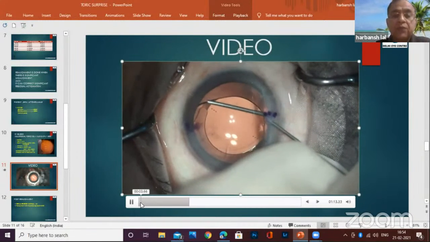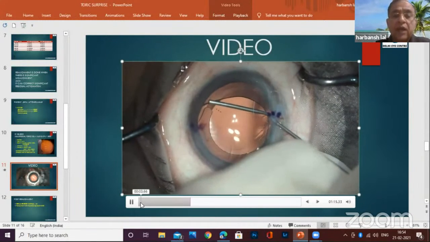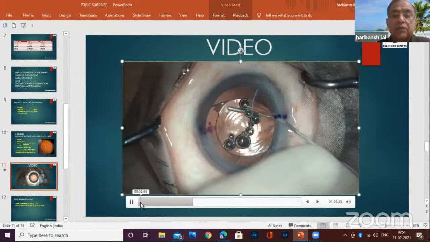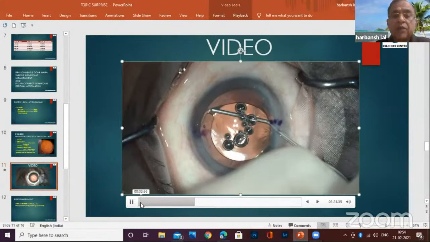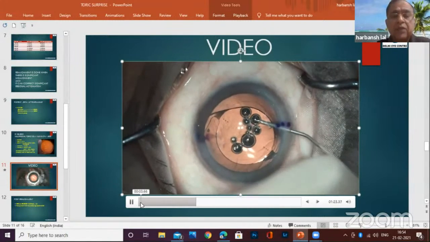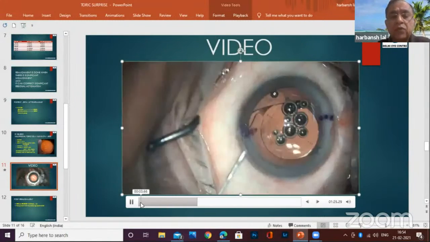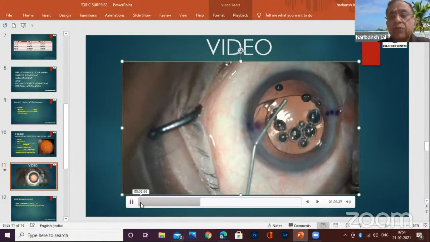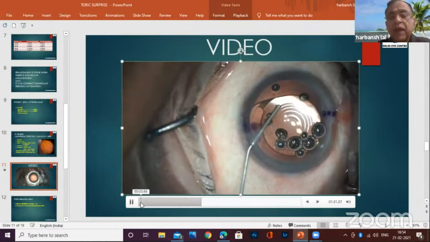Hyaluronic acid is the preferred viscoelastic over here. I go underneath the rim of the anterior capsule and inject a little bit of viscoelastic over there. And at present, you can see the capsule is not so fibrous. There is no whiteness, so the lens can be very easily lifted. So I put viscoelastic in the bag.